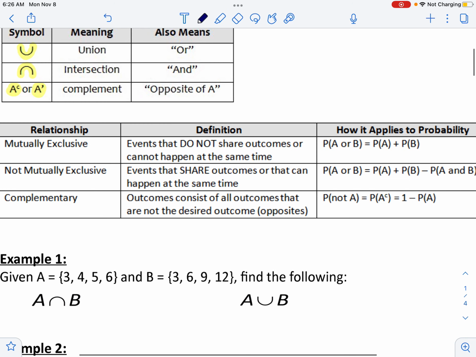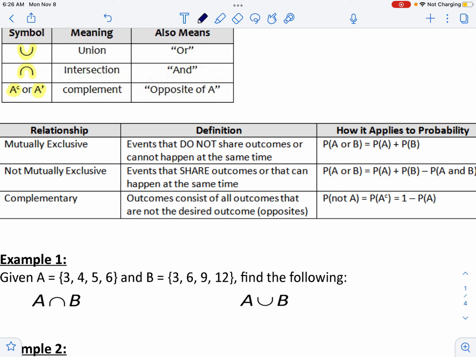We also have some other terms here and now some formulas. Mutually exclusive means that events do not share outcomes. They cannot happen at the same time. For example, flipping a heads or flipping a tails. I cannot flip a coin and have it be both heads and tails. So those are mutually exclusive.